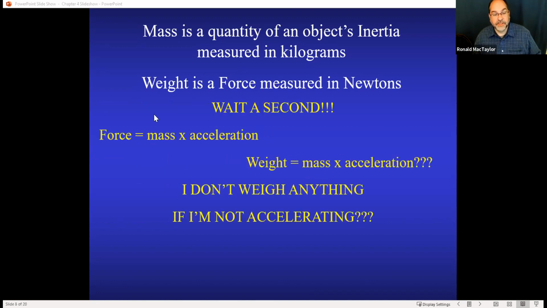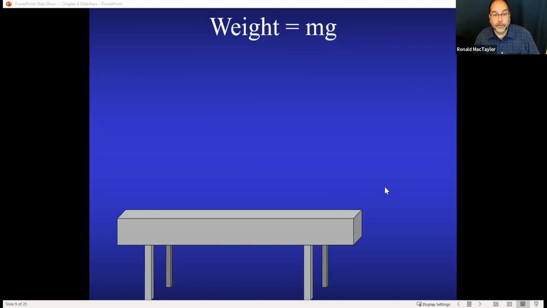So since force equals mass times acceleration, that means weight equals mass times acceleration. So if you're sitting still, you're weightless. You don't weigh anything if you're not actually accelerating. And no, that's not true.